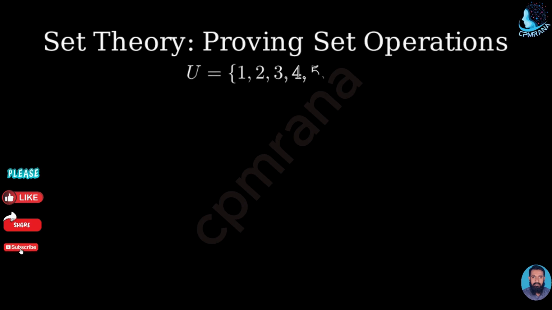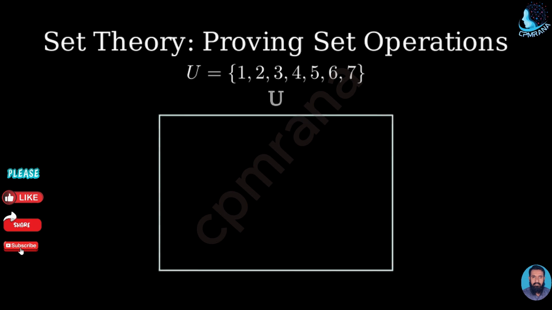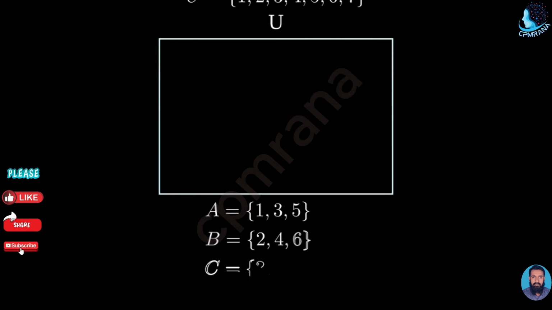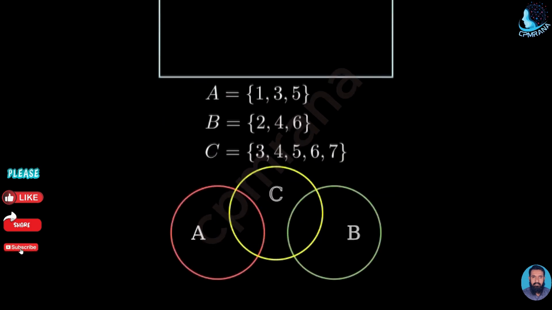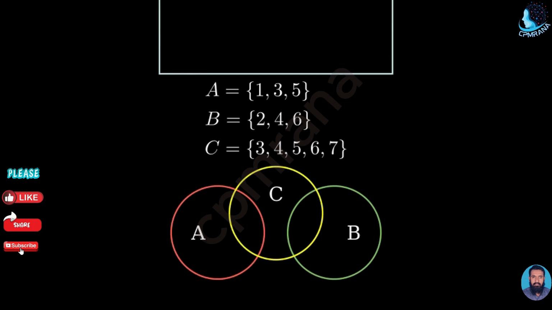Consider the universal set U, defined as the set containing the elements 1, 2, 3, 4, 5, 6, 7. We have three specific subsets. A is defined as the set containing 1, 3, and 5, B as the set containing 2, 4, and 6, and C as the set containing 3, 4, 5, 6, and 7.